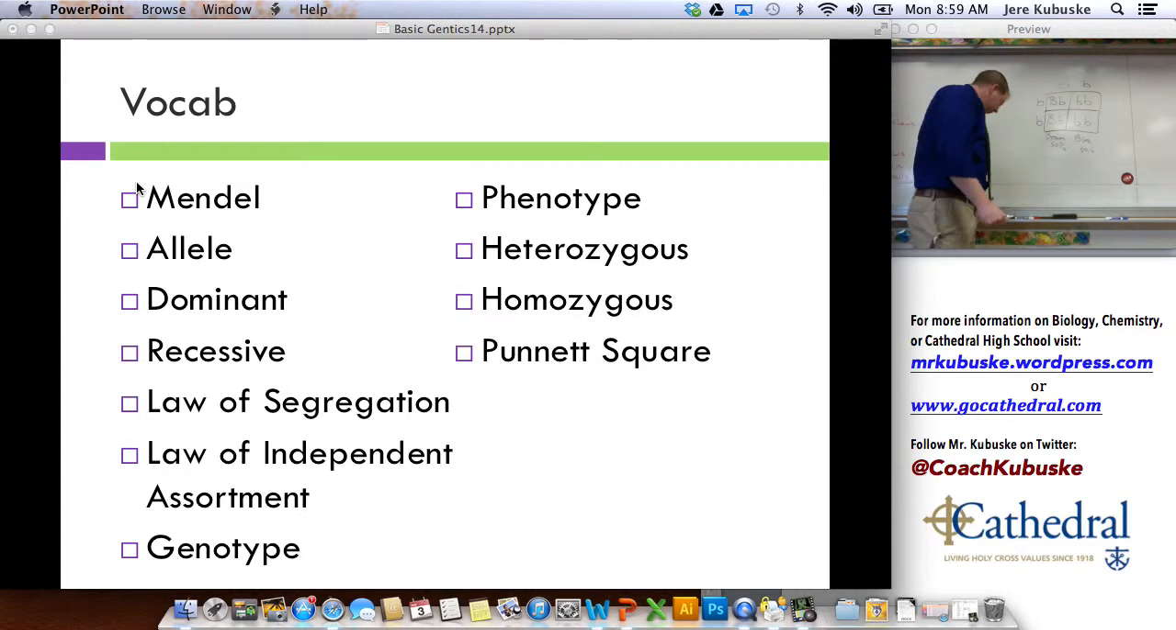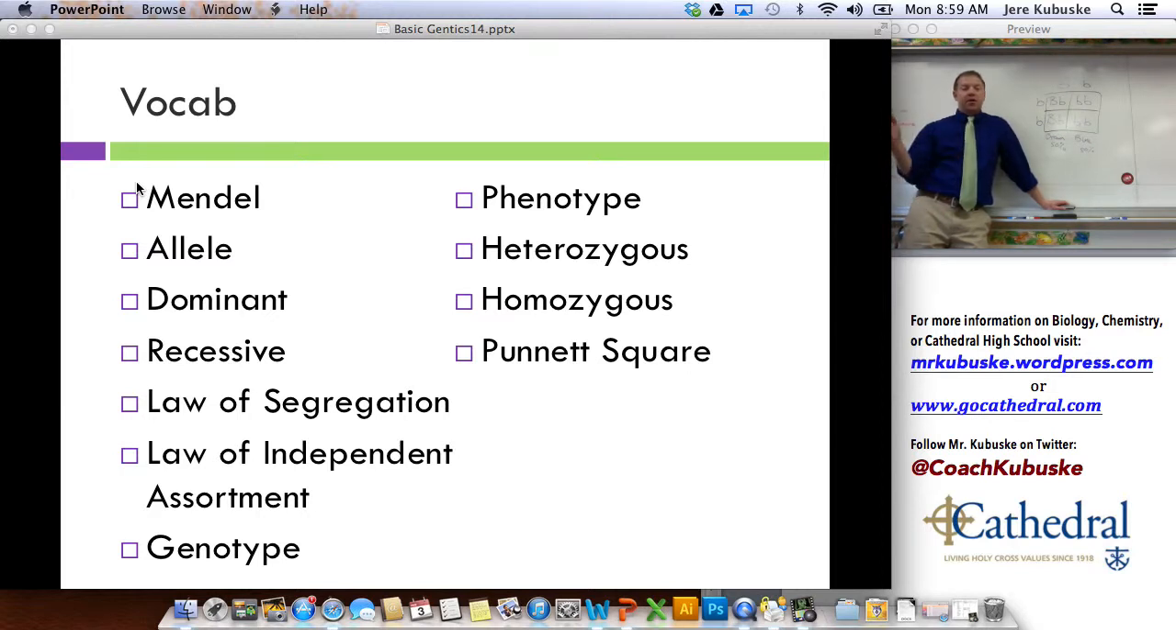Now, believe it or not, this unit is not heavy on vocabulary. This is actually probably pretty much it. There might be a word or 2 that go along with some of the more advanced genetics concepts that we're going to cover later on, but this is pretty much it. You need to know Mendel, know allele. Remember, those are the letters. Those are different forms of the same gene. Dominant covers recessive.